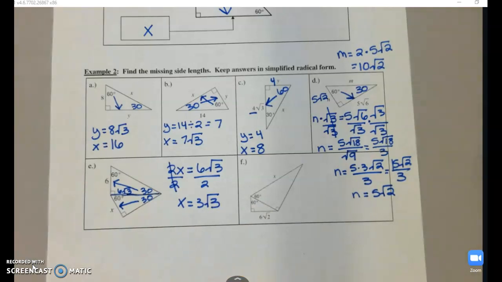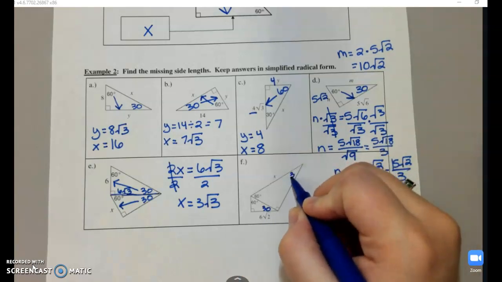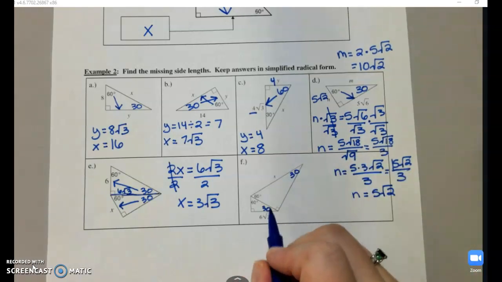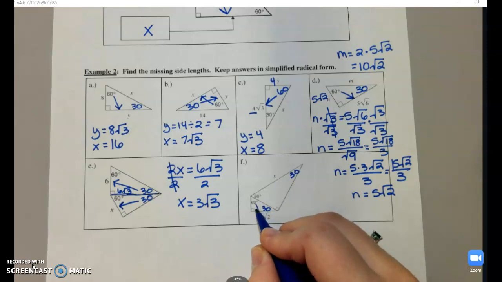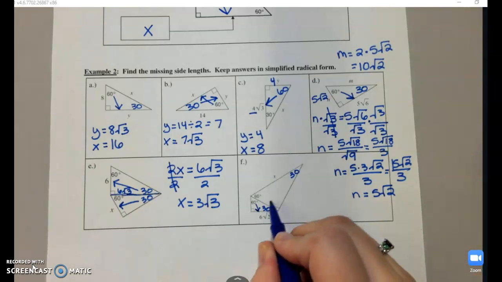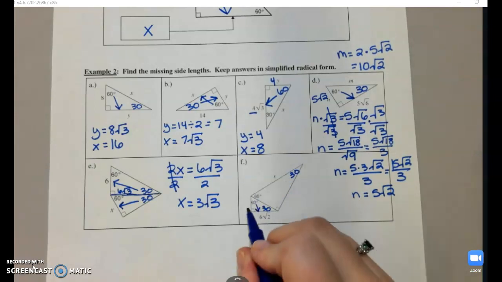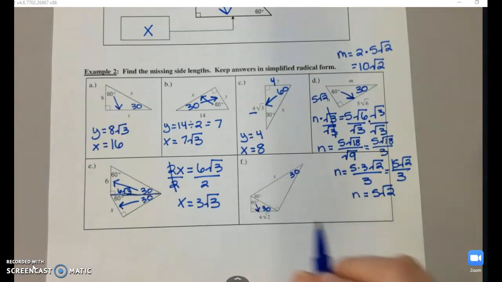All right, last one, another multi-step. I'm going to fill in those missing angles. For F, we're given the side opposite the 60-degree angle on our lower triangle. And to make my way up, I want to find my hypotenuse. But in order to find my hypotenuse, I need to know what the side opposite the 30-degree angle is. So this one's going to take a couple more calculations.